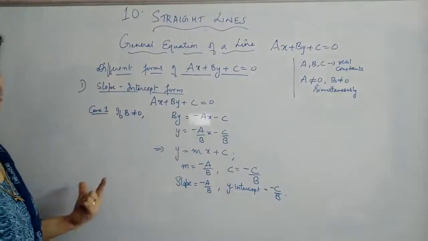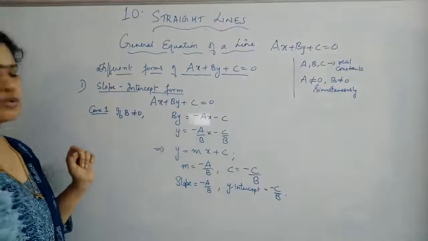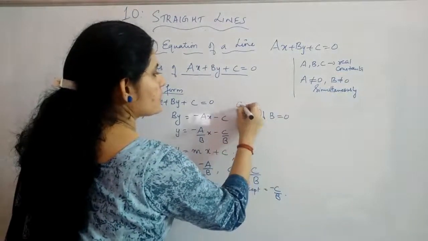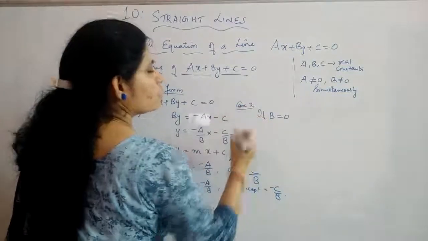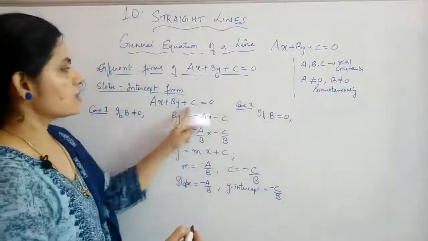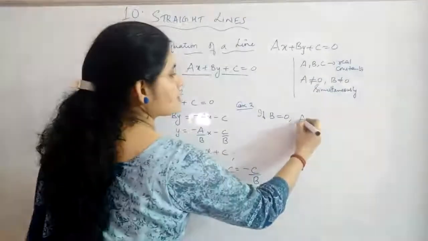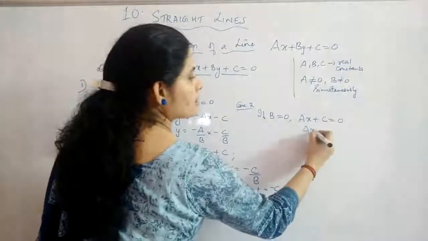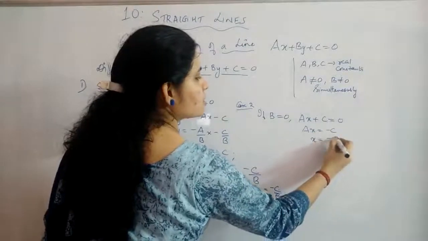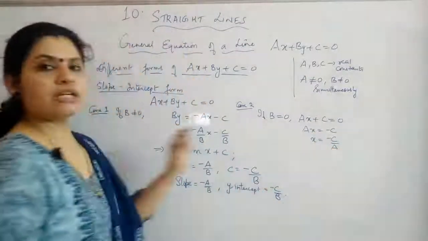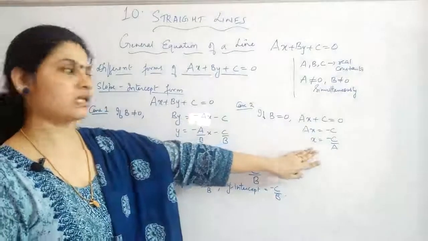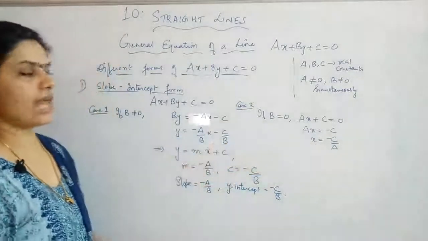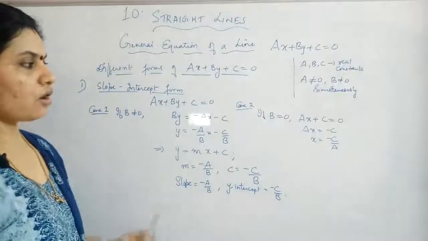Now one more case is there, that is when b is equal to 0. This is your case 2. Now if b is equal to 0, this equation will become ax plus c equal to 0, right? So ax equal to minus c, or x is equal to minus c by a. The meaning of this is x equal to something means it is a straight line, but here you don't have the y term.